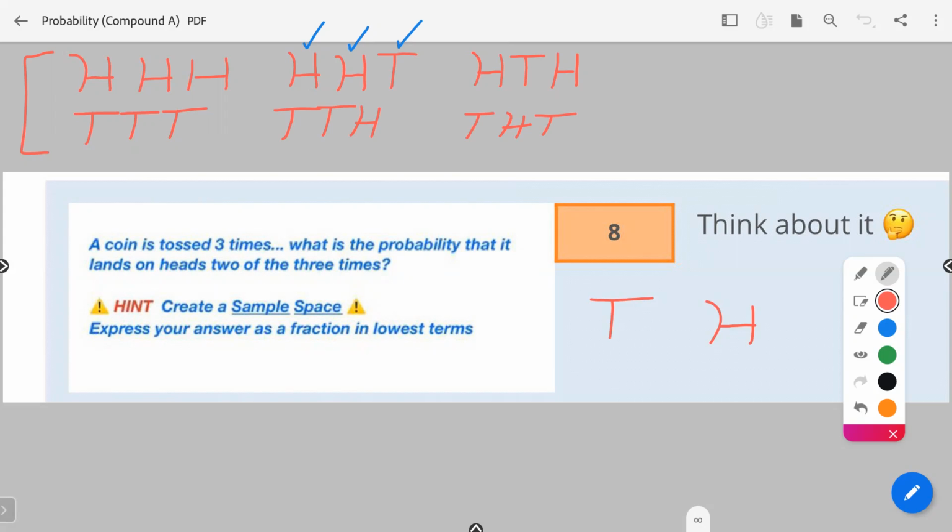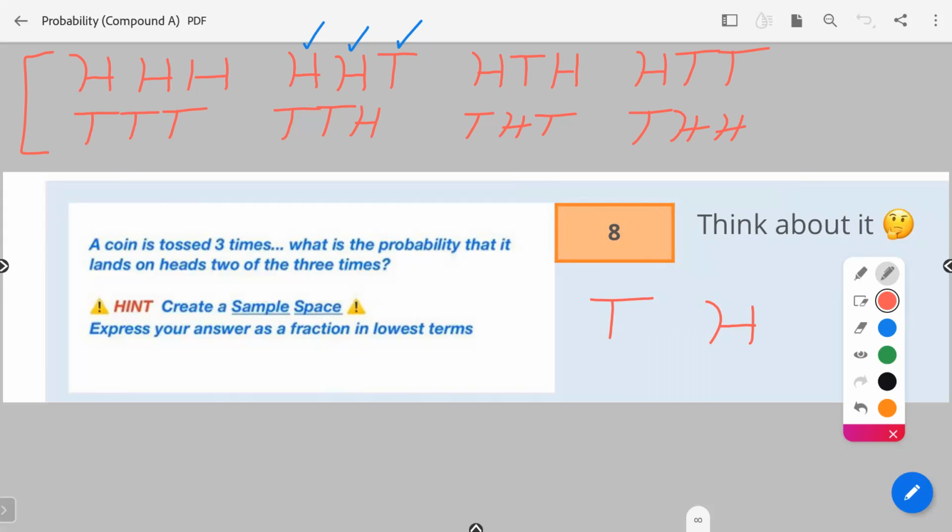Now we need to think, are there more? And the answer is yes, because now I can start with heads, and then go tails and then tails. Well, if I flip-flop them down below it, then I can get tails, heads, heads as another one. Now I think, is there any more? Is there anything I can think of? And the answer is no.